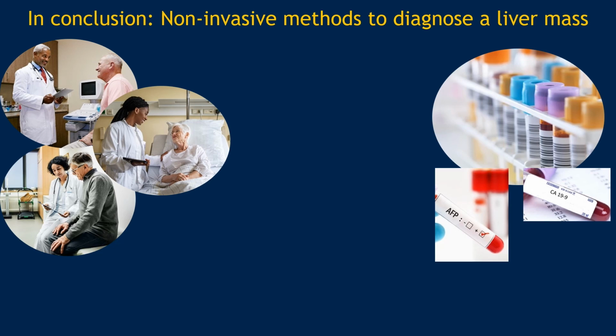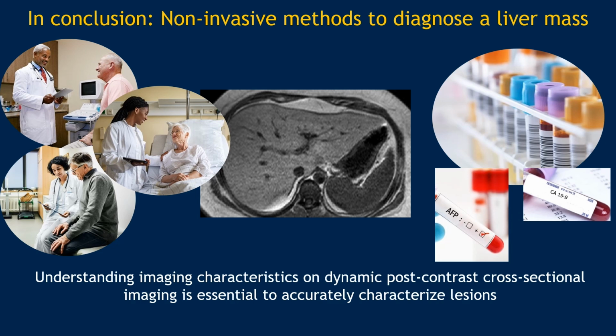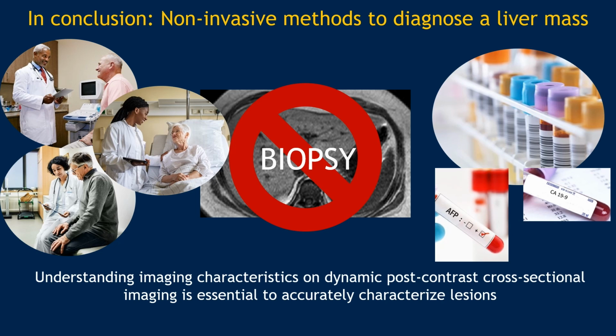So in conclusion, we can use non-invasive methods to diagnose a liver mass with patients' clinical history. Specifically, do they or do they not have chronic hepatocellular disease or other form of malignancy elsewhere? We can use lab tests, and we can use imaging. Understanding imaging characteristics on dynamic post-contrast cross-sectional imaging is essential to accurately characterize lesions and can help to prevent unnecessary biopsies. Thank you.